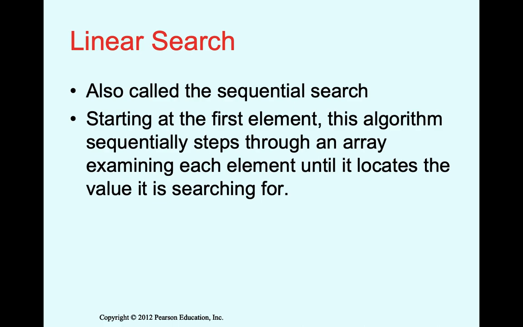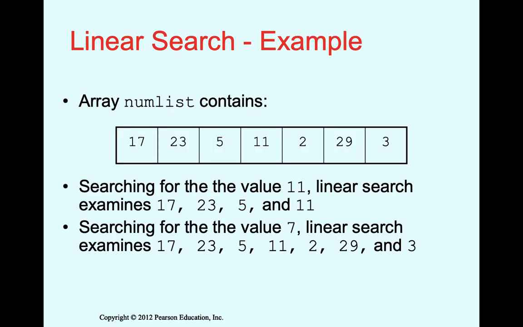Linear search, also called sequential search. You start with the first element, you check if this is the element that we are searching for. If not, we move to the second element and we check. If not, we move to the third element and so on. So we examine element by element until we locate the value that we are searching for.